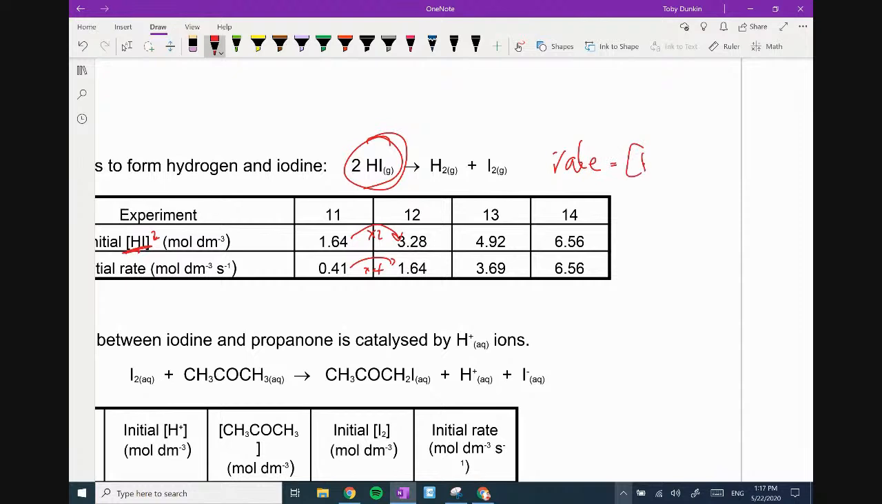Rate equals K times [HI] to the power of 2. Rate over [HI] squared gives me K.